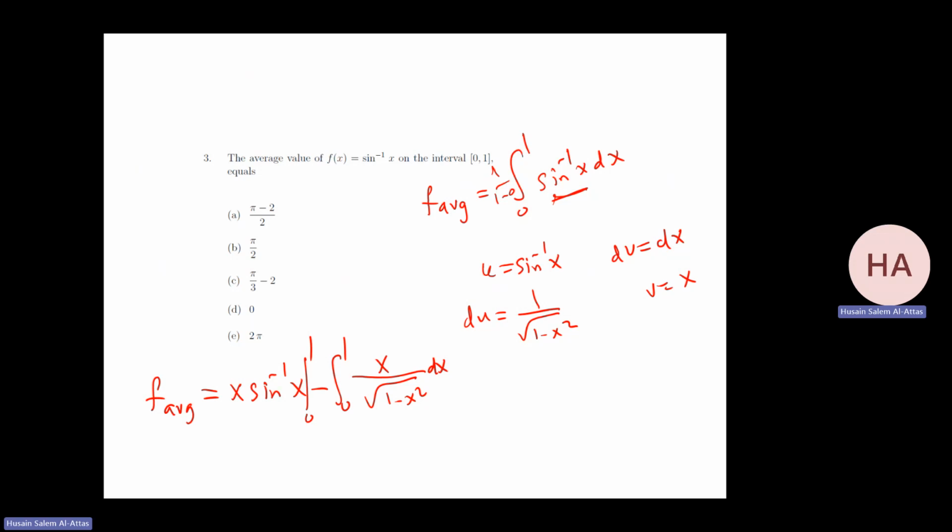This one, substitute, you have 1 times sine inverse of 1, which is pi over 2. That will be pi over 2. 0 will be 0. No need to think about it. Minus. Now, how to do this integral? I need a substitution.